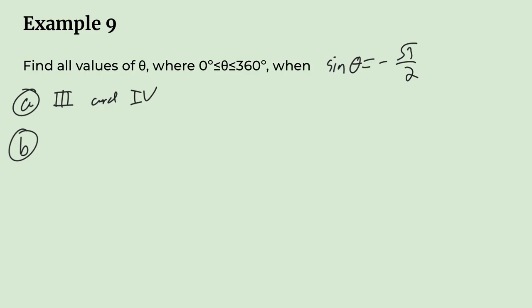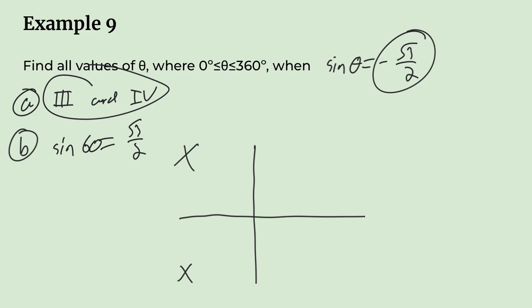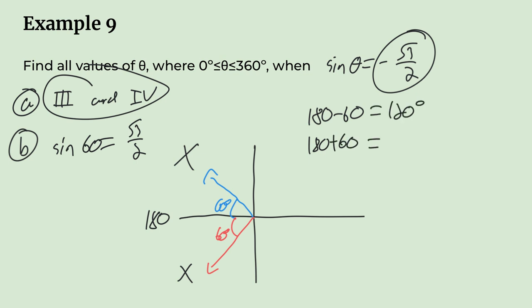So sine of 60 is equal to square root 3 over 2. So we look at the positive value of this to find our reference angle, and now we use that reference angle to find the values in the quadrant. Our reference angle is 60 degrees, and we know we're in 3 and 4, so we're over here and over here. We'll be looking at where this angle is 60 degrees and where this angle is 60 degrees. It's coming off of 180, so we would do 180 minus 60 and 180 plus 60, so we get 120 degrees and 240 degrees for our answer. And we check to make sure it's within our restriction, which it is.